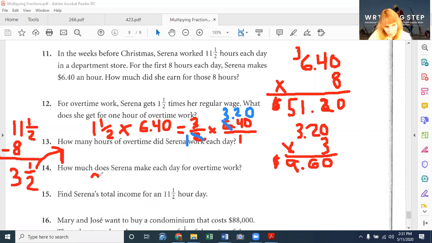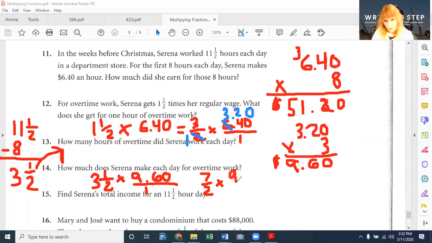How much does Serena make each day for overtime work? Well, now you're taking 3.5 and you are timesing it by her wage for overtime, which we figured out over here was $9.60. So that's going to be times $9.60 over 1. And remember to change 3.5 to an improper fraction, so that becomes 7 halves. 7 over 2 times 9.60 over 1.